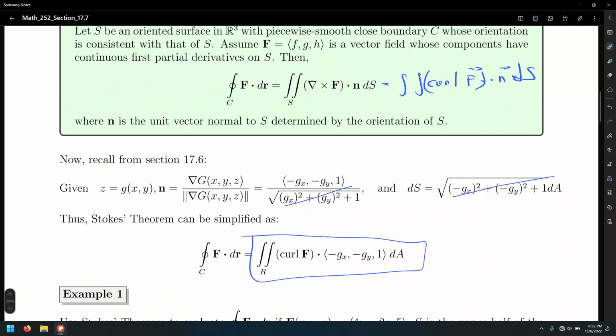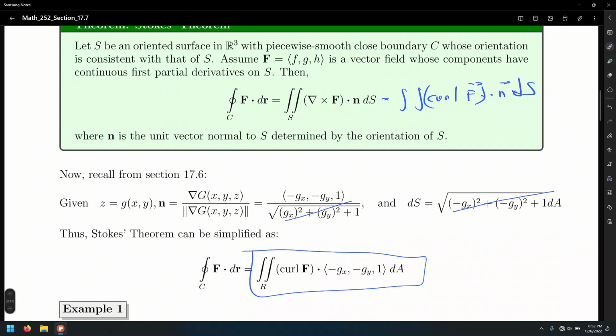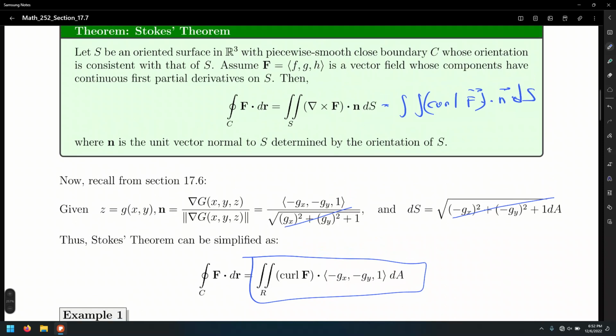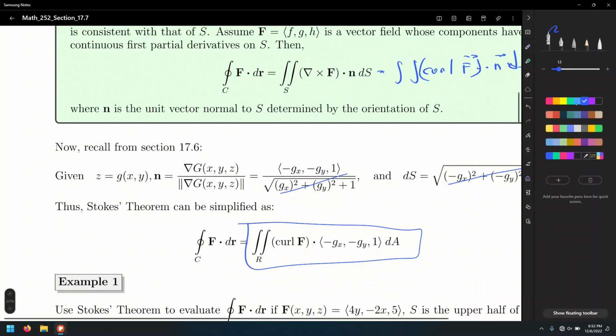And by the way, this is something I mentioned last time about the notation the textbook uses. Notice our vector field F is comprised of the components F, G, and H. The G that you see in the surface integral right here, careful, it's not the same G. So let me just change the notation here. So this is really negative Z with respect to X, negative Z with respect to Y. So it's the surface that we define in terms of the variable Z in this case. All right.